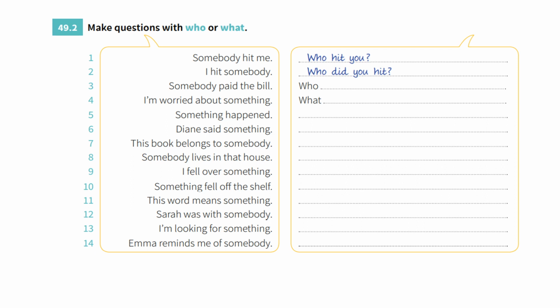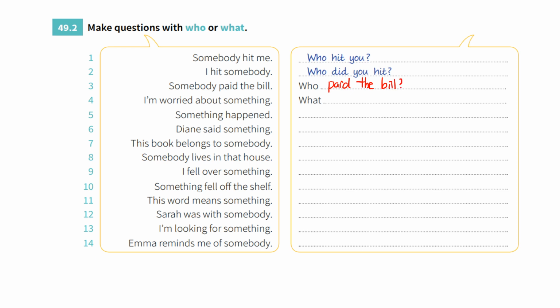Now, make questions with who or what. Somebody hit me. When somebody says somebody hit me, we can ask who hit you. I hit somebody. So somebody, this is object. Who did you hit? Somebody paid the bill. So this one is subject. Who paid the bill? Well, who paid it?